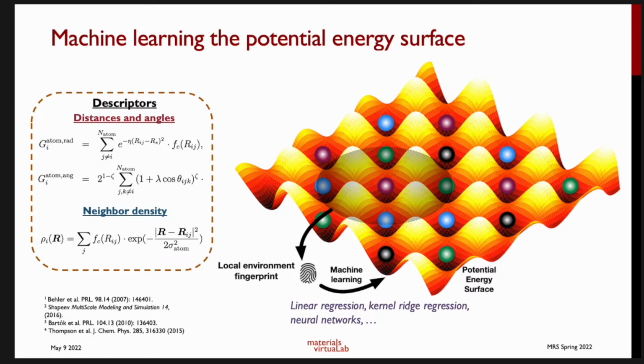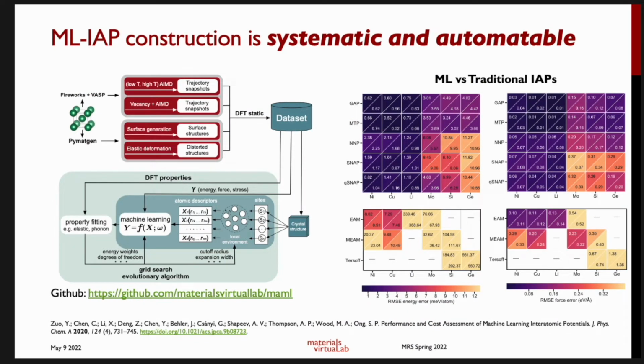People over the years have developed what are called machine learning interatomic potentials, where you describe the local environment around the atoms as some descriptor, for example, the distances and angles between them, or something like the neighbor density. You then use machine learning to parameterize the energy and forces on each atom with respect to this local environment descriptor, right? I'm not going to go into the details of the machine learning algorithms. It can be simple linear regression, or more sophisticated things like neural networks, right? And once you are able to do that, you will find that machine learning interatomic potential development is very systematic and automatable, and they are much, much better than traditional interatomic potentials in terms of accuracy, right?